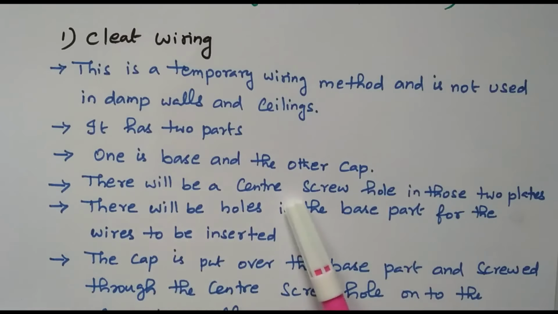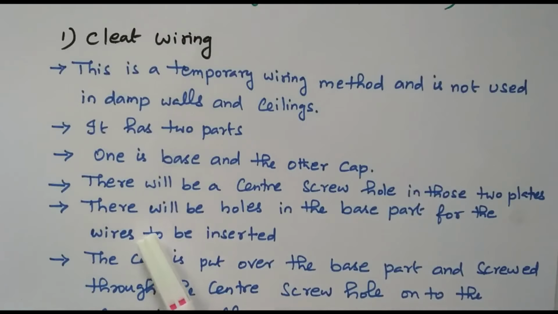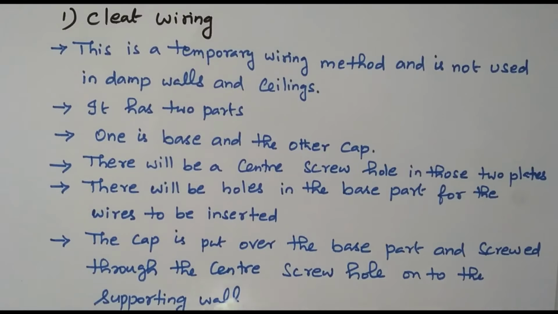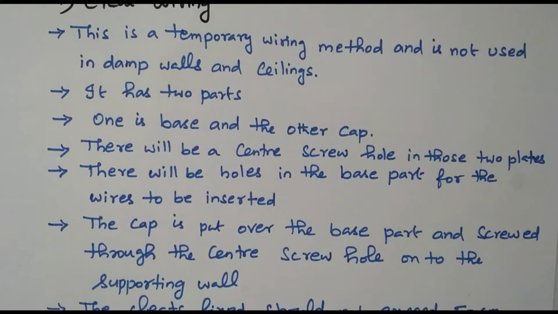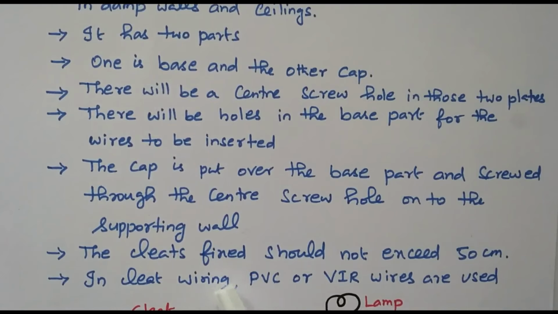There will be a center screw hole in these 2 plates and there will be a hole in the base part for the wire to be inserted. So the cap is put over the base part and screwed through the center screw holes on the supporting wall. The clads fixed should not exceed 50 cm. In clad wiring, PVC or VIR wires are used.